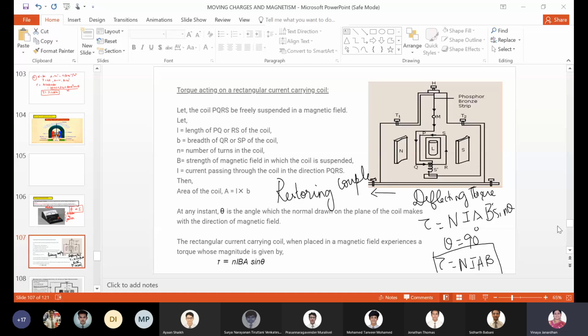If there is no restoring torque, the coil keeps on rotating and the pointer keeps on fluctuating. So the moment it undergoes a torque, your pointer should deflect and then the pointer should be stationary. Otherwise, you can't measure the current. Next class tomorrow, I'll continue with the derivation, boys.